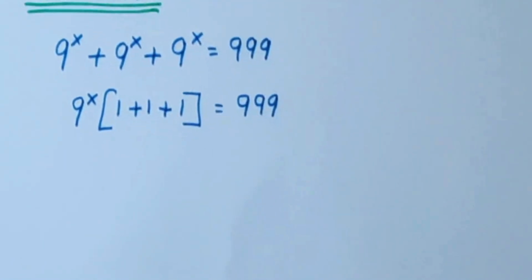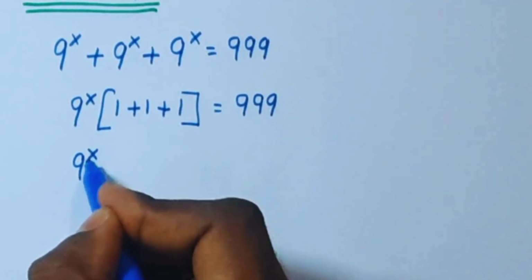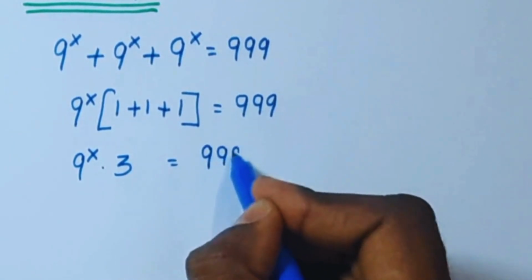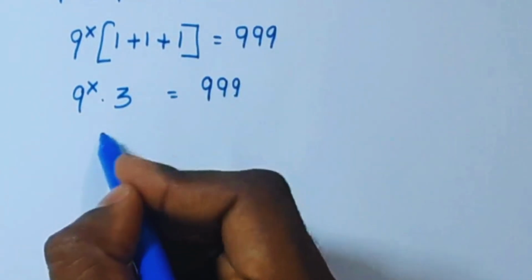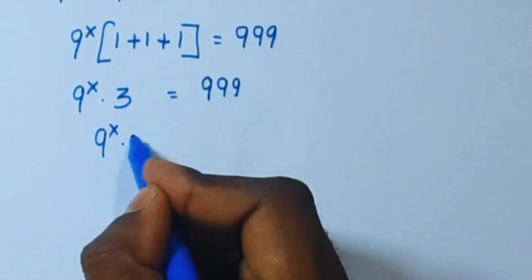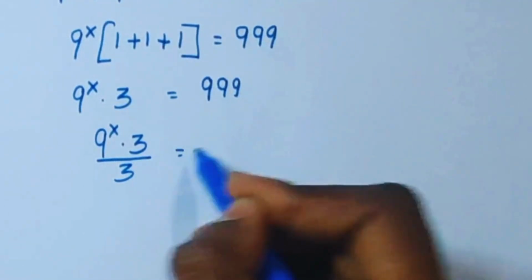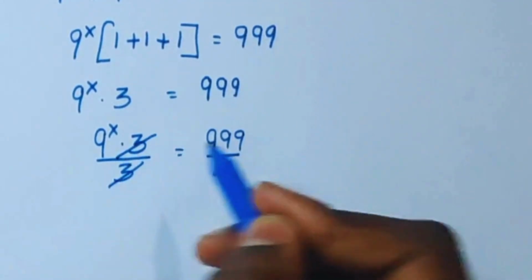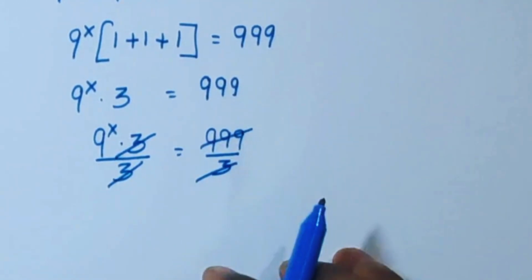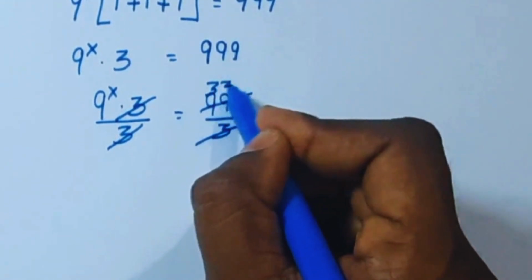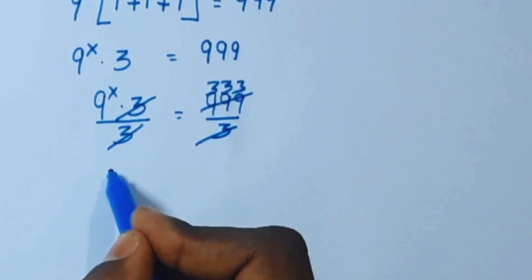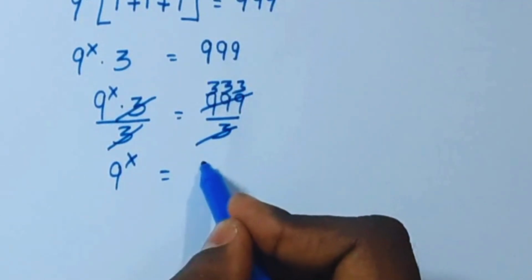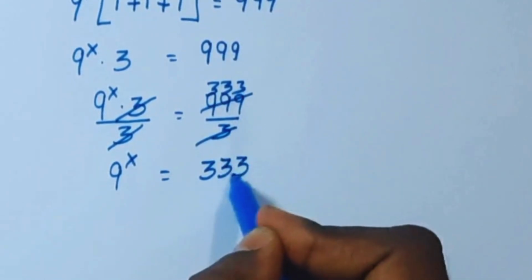999. Now 9 power x times 3 equal to 999. Now 9 power x times 3 by 3, 999 divided by 3. This 3 cancels this. Simplify this. Here we'll get 333. So 9 power x equal to 333.